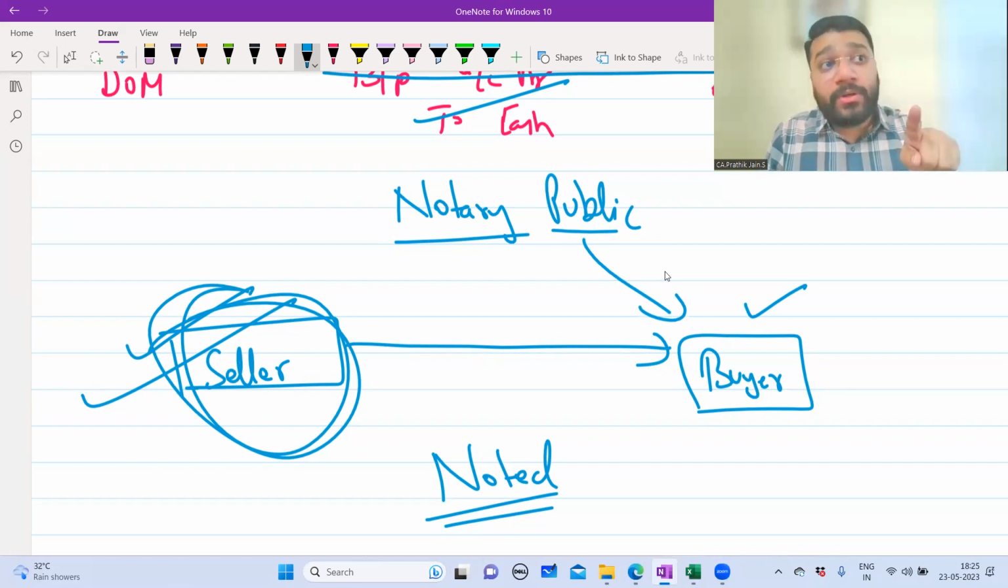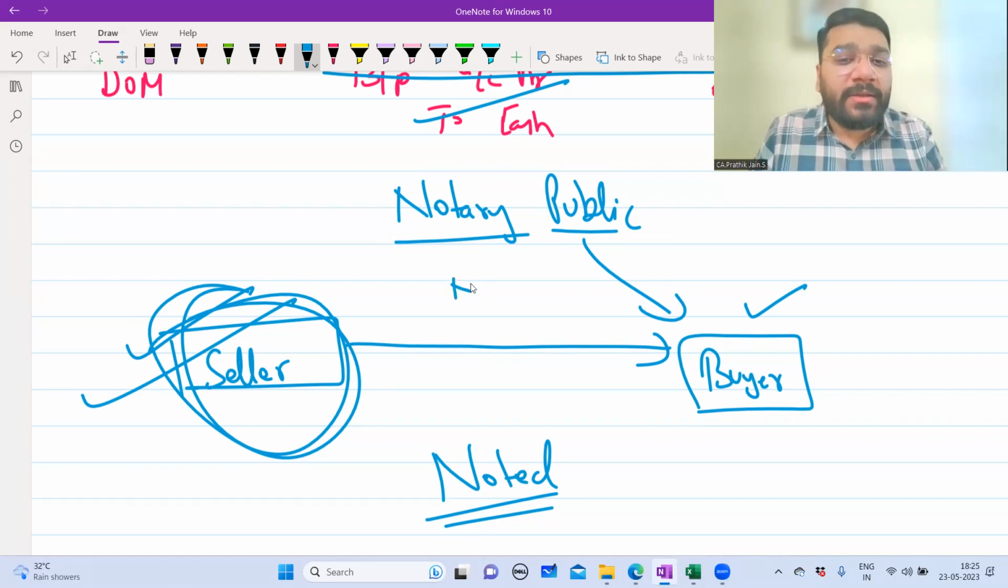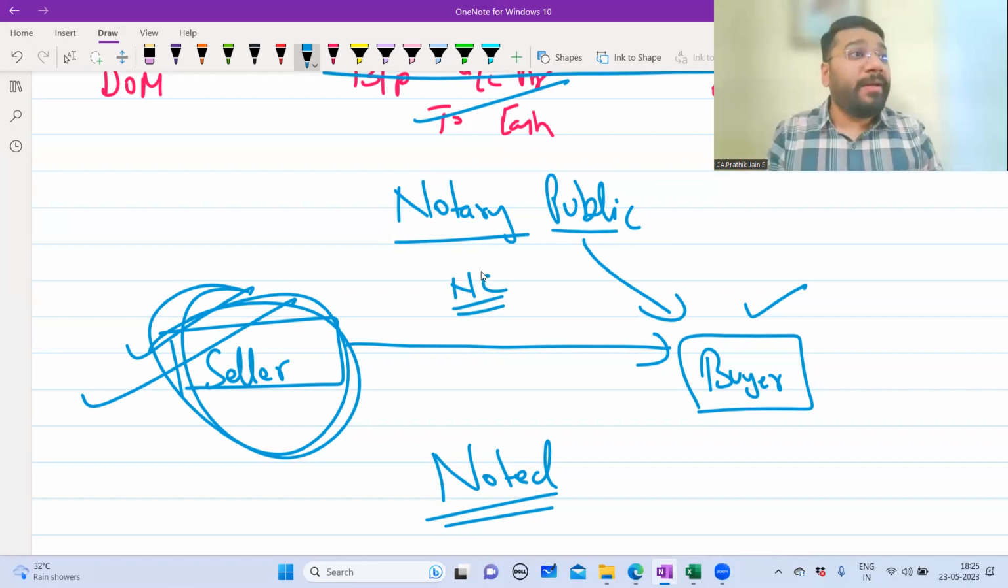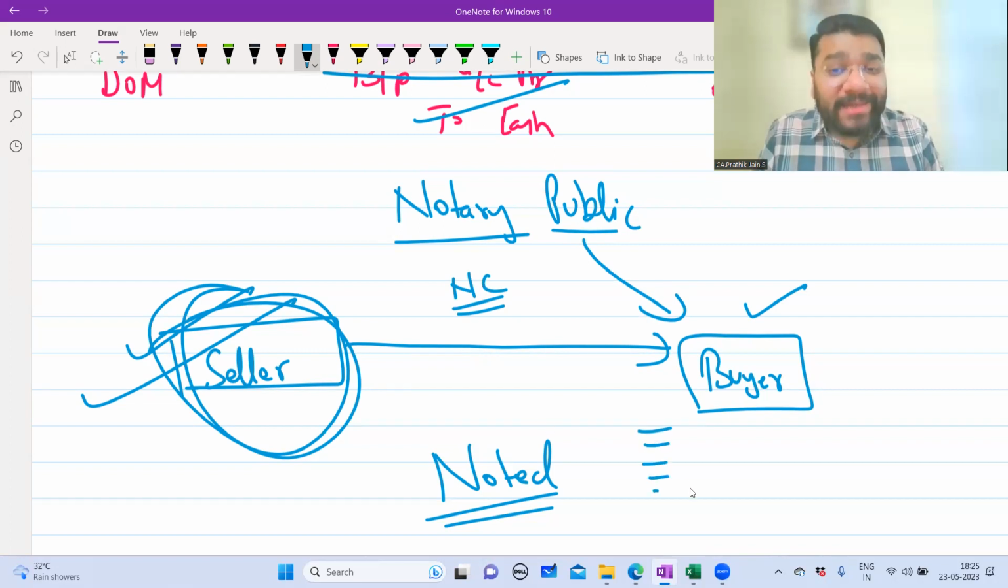Will the notary public do this service free of cost? No, he will charge. For the service he is doing, the charges are called notary charges. Now, when the notary public goes to the buyer and asks for the payment, if the buyer is not giving the payment, he will note down the reason why the buyer is not giving the payment.